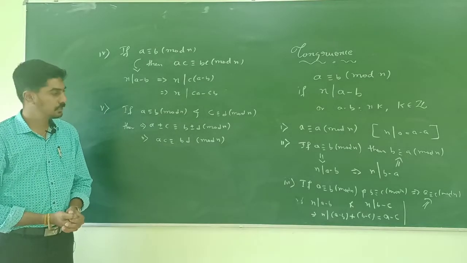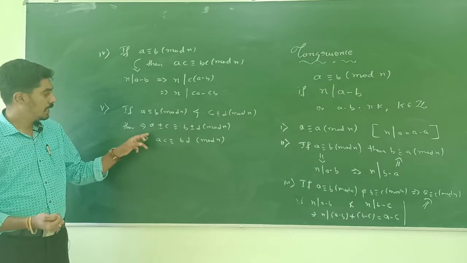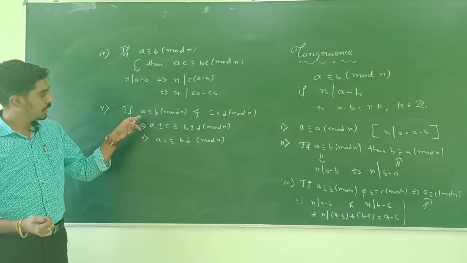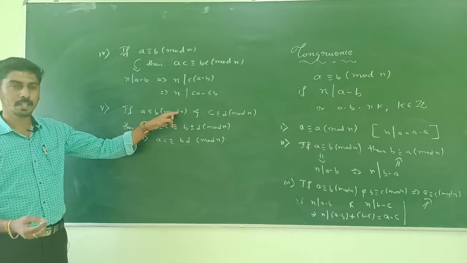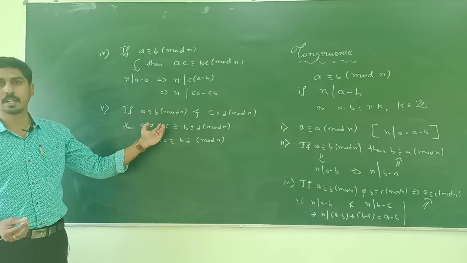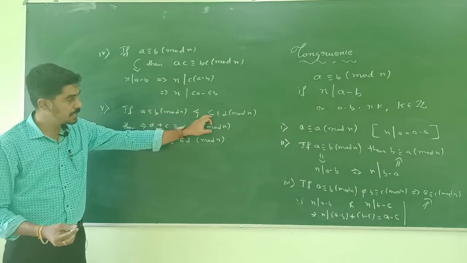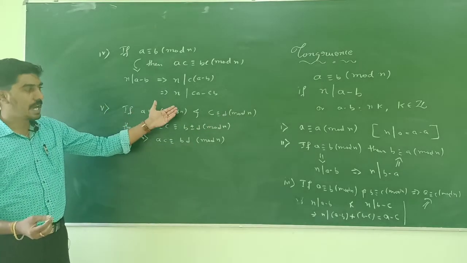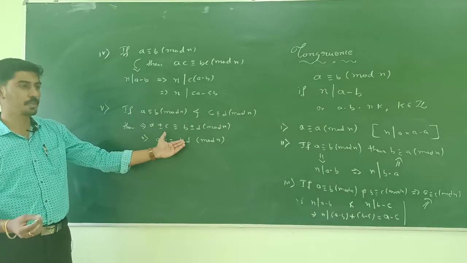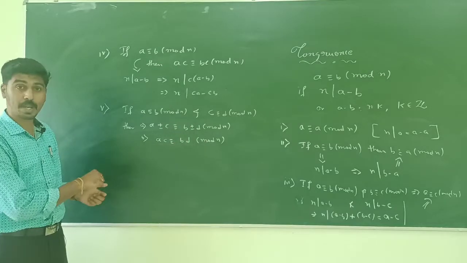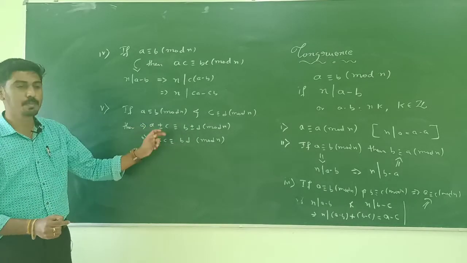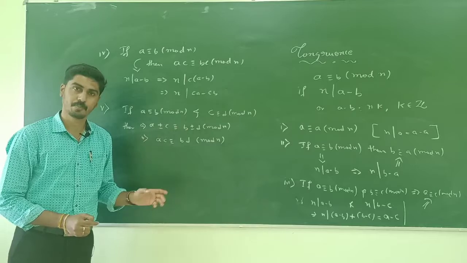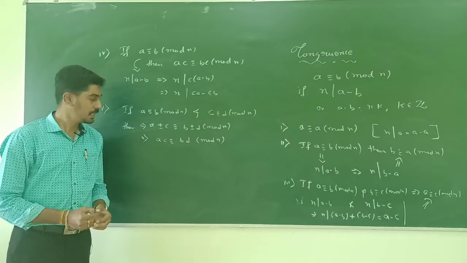How do you prove that? This is simple. If A is congruent to B modulo n, then A minus B is n into some integer, and C minus D is n into some integer. If you add, you get A plus C congruent to B plus D mod n. If you subtract, you get A minus C congruent to B minus D modulo n. You can easily prove that.